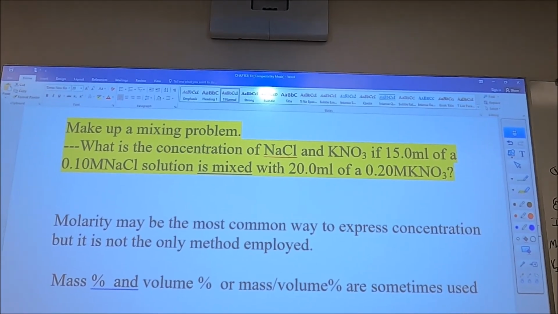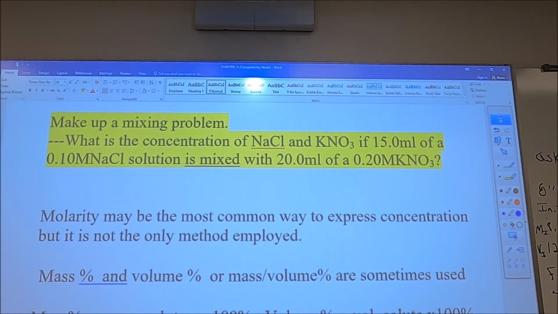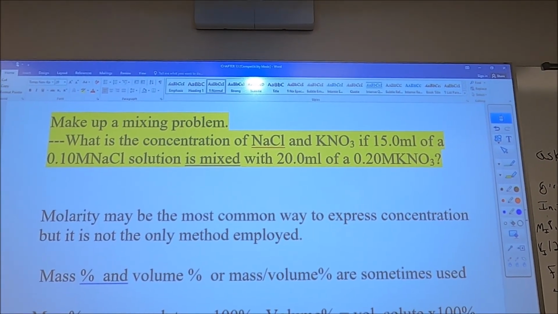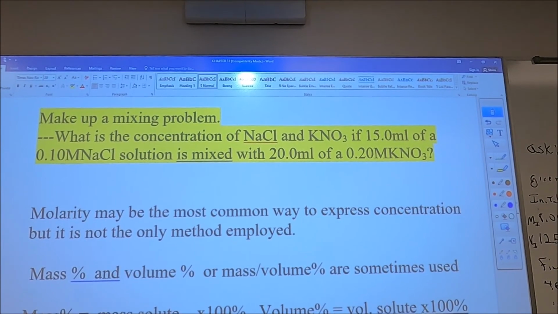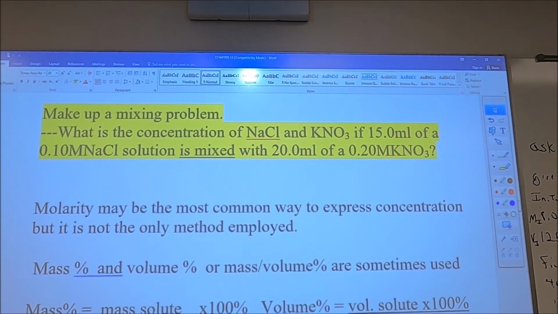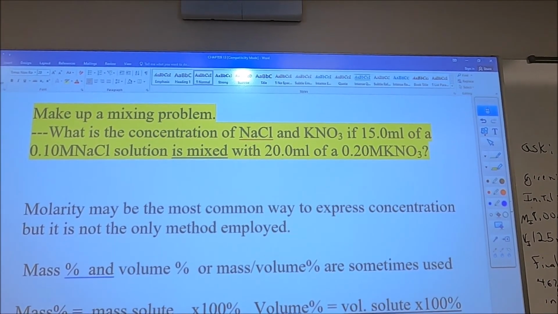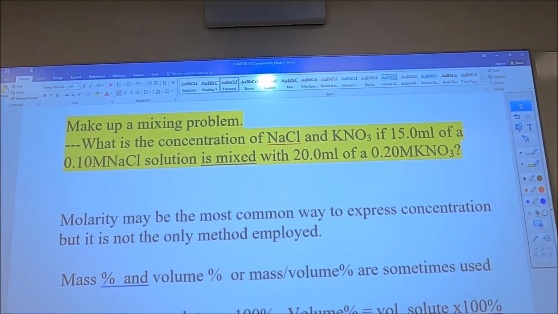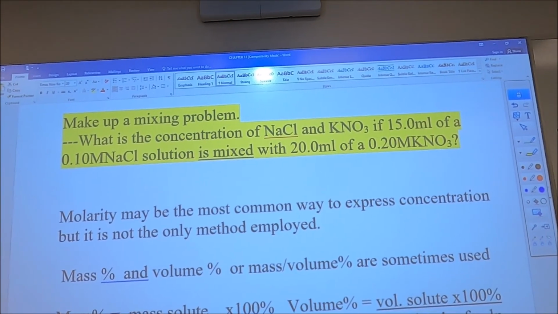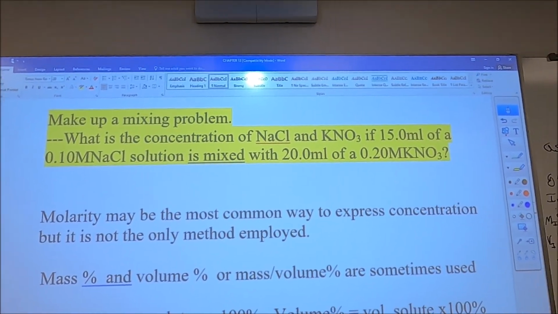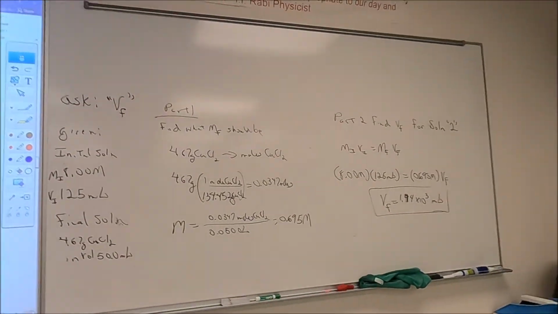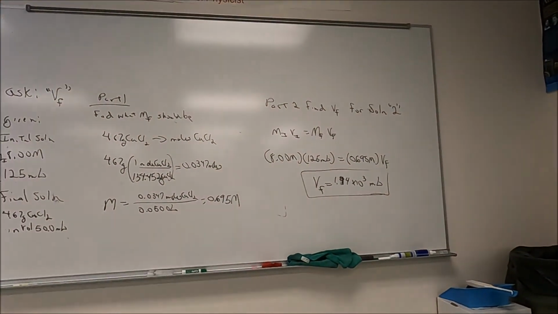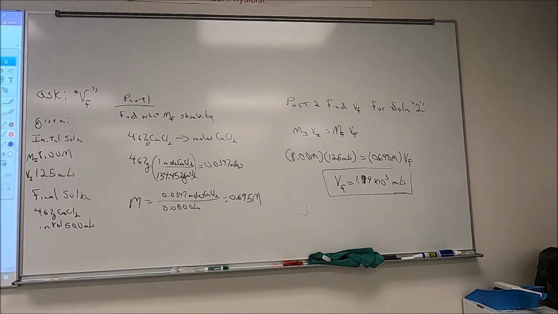Now, this is what's going to happen when we mix 2 solutions together to start a chemical reaction. We're going to have solutions of known concentrations, and when we mix them together, we know we're diluting because we're increasing the volume once we've mixed the 2 solutions together. So let's look at it.